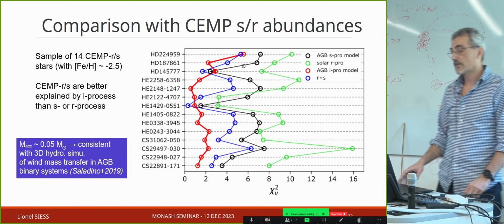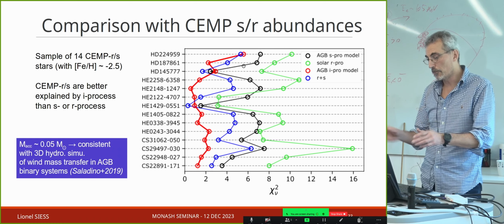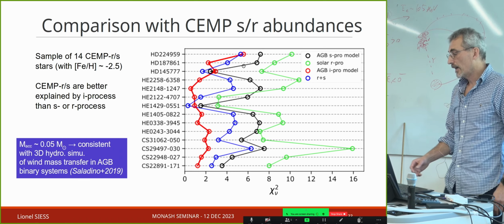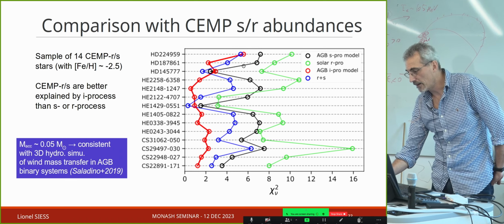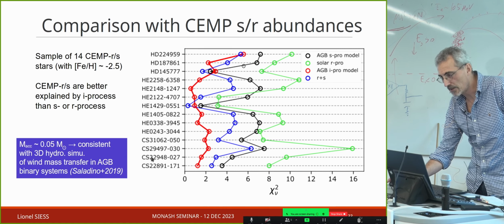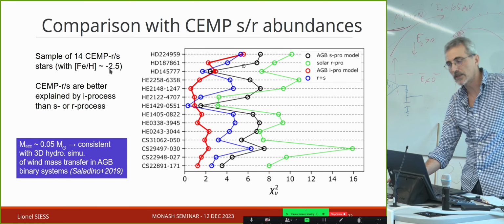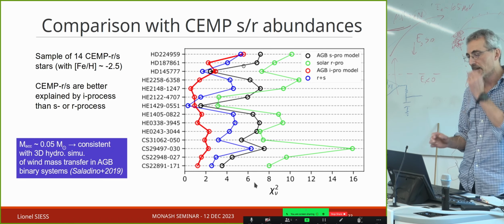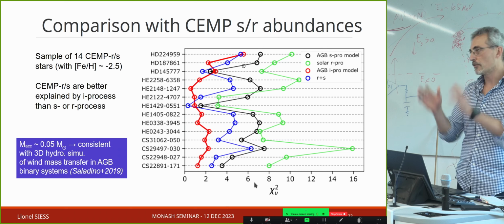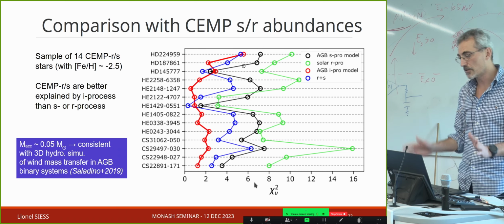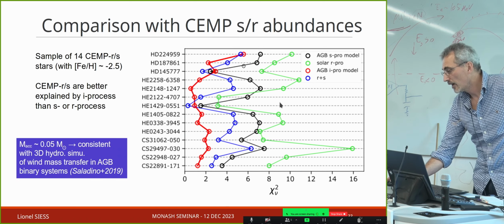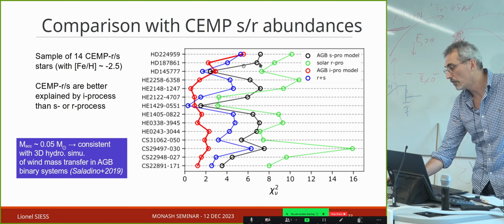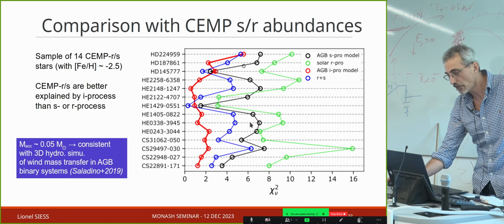We also tried to compare our models with a sample of CEMP stars, and those are the stars we selected. They have about the same metallicity. They are low metallicity stars. And this is the chi-square. So we compared the abundances of various elements and calculated the chi-square to see what the minimum is. The green line is the R process. The black line is a pure S process.